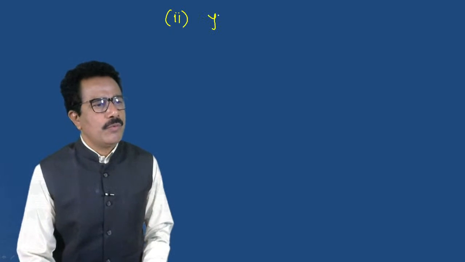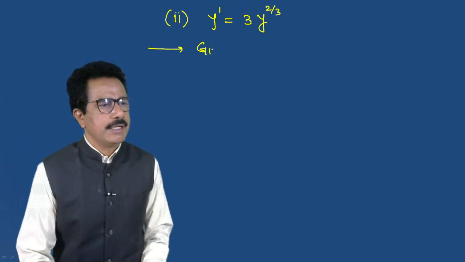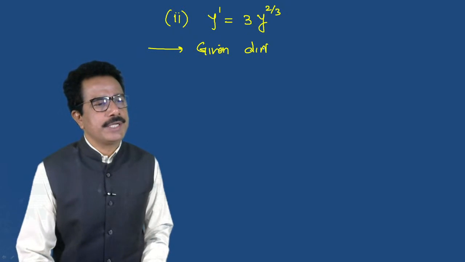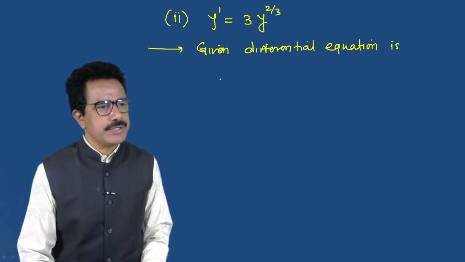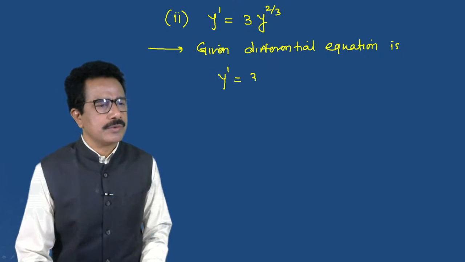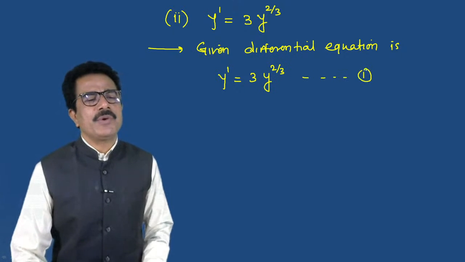Okay, now we shall take the second problem. Also here we have to find the solution. Y dash equals 3 into y raised to 2 by 3. Answer: the given differential equation is y dash equals 3y raised to 2 by 3. The same process we have to use.